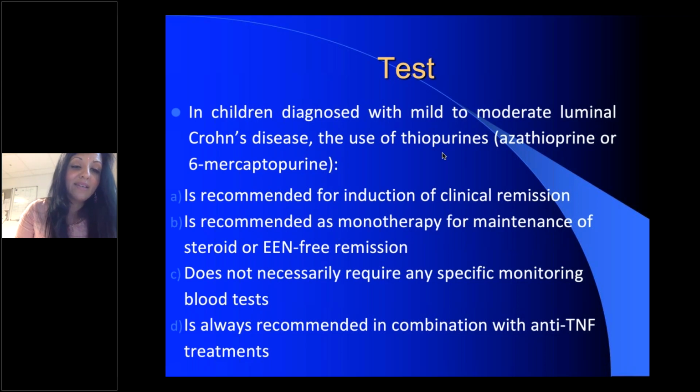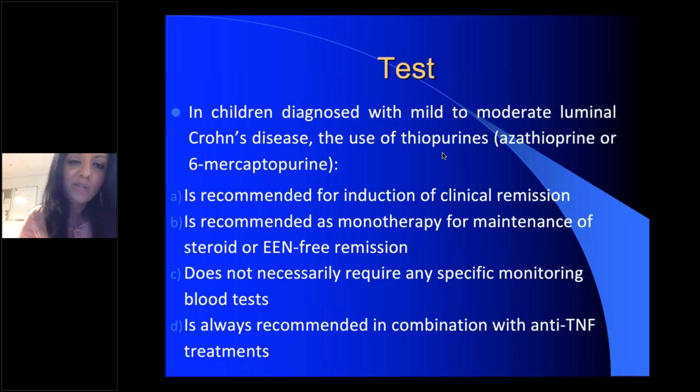Yes, so it's good. The answer to this is B, okay? Because remember, it's not D, because sometimes we use azathioprine alone before these children ever need to go on to a biologic. So it's not always recommended in combination with anti-TNF. The statement that would be true is anti-TNF treatments are always recommended in combination with azathioprine. So it's a bit of a catching you out there. So B is the answer to that.